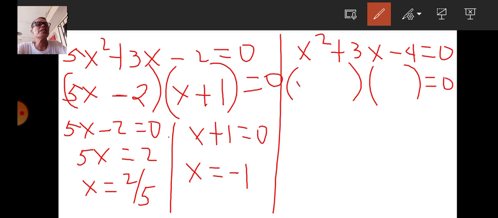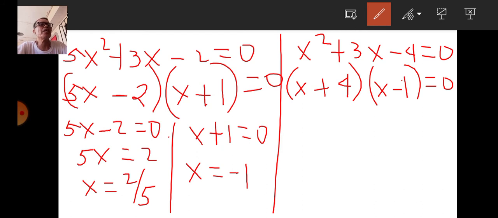The factor of x squared is x times x. The factors of 4, you can have 2 times 2 or 4 times 1. Since the middle term is 3x, you will have 4 times 1. And since the middle term is positive, 4 must be positive and 1 must be negative in order for us to get the sum of the product of the inner and the outer.